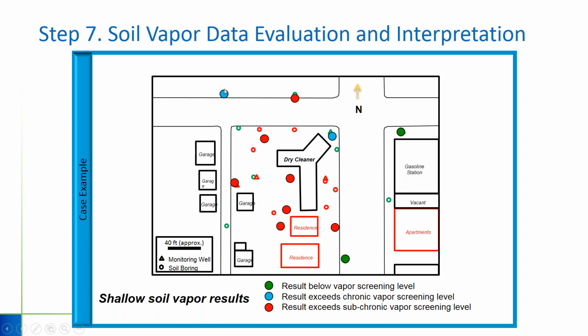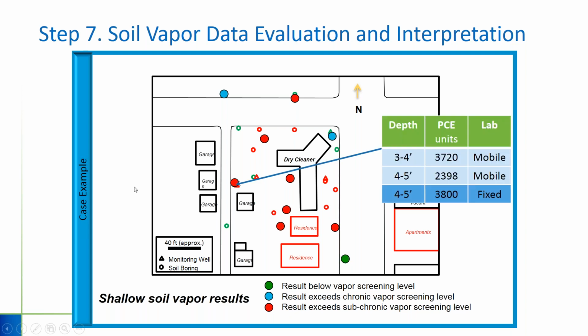But the point is, you can see there's all kinds of reds and blues in the soil vapor. There's not very many greens. So they were right to be concerned about the soil vapor pathway. It turned out, because of changing conditions out here and where the water table was, the original plan was to get soil vapor samples from 5 and 10 feet.